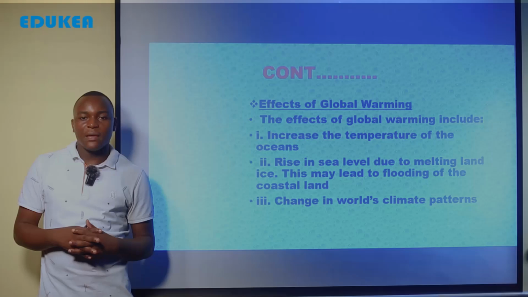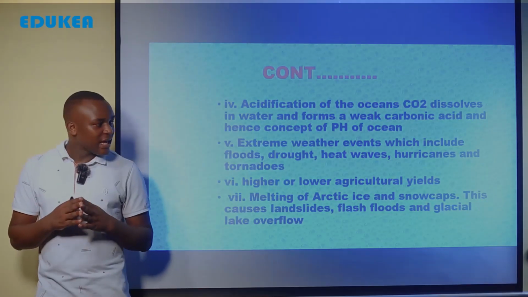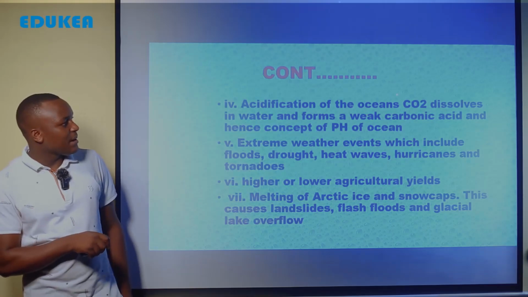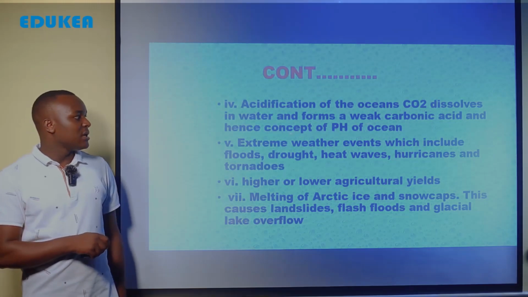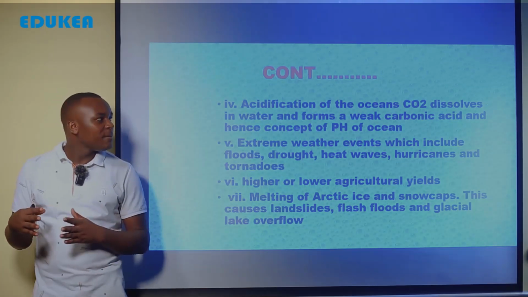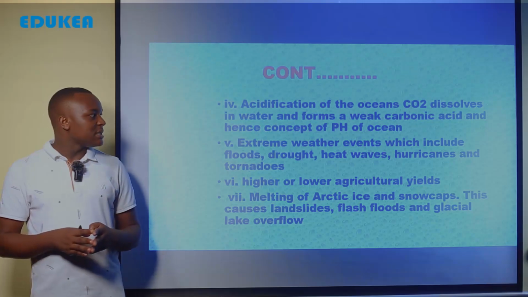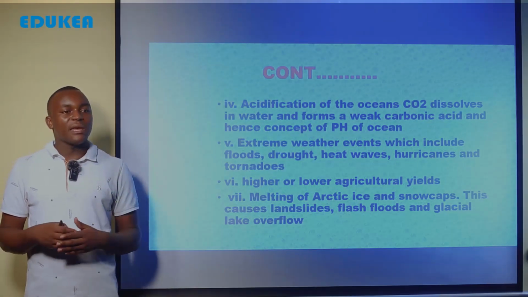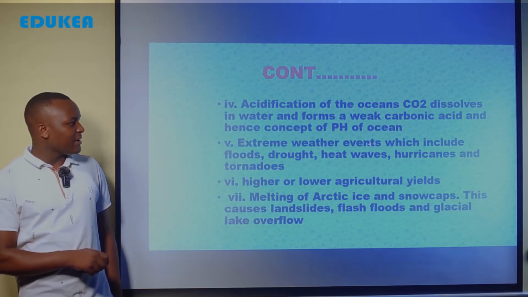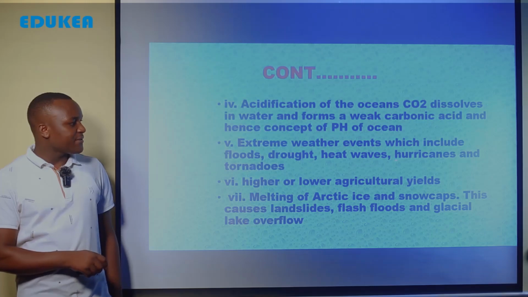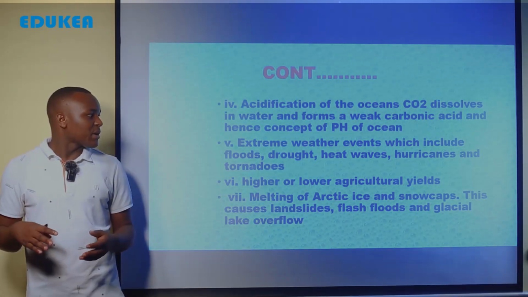So another effect is what we say acidification of oceans. Carbon dioxide dissolves in water and forms a weak carbonic acid, hence the concept of pH of the ocean. Kwamba acidification of the ocean, kwamba carbon ikiwa dissolved katika maji inatengeneza a weak acid which is called carbonic acid. Kwa hiyo ukiangalia in terms of pH tunasema kwamba kunatokea acidification, kunakuwa na increase in acid within the water. But another effect we say is extreme weather events which include floods, drought, heat waves, hurricanes and tornadoes. Those are some extreme weather events zinazoweza zikatokea, kwamba kunaweza kukatokea floods, kukatokea drought, kukatokea heat waves, kukatokea hurricanes pamoja na tornadoes.